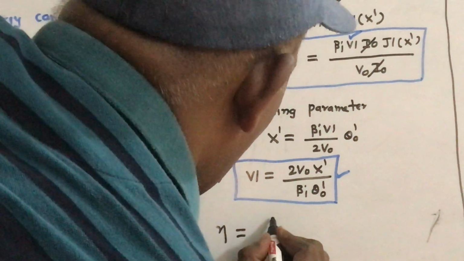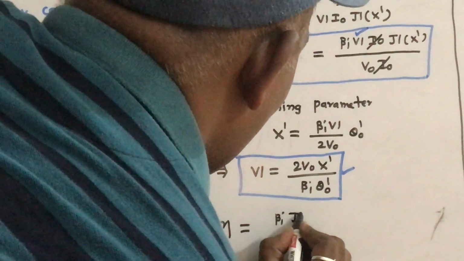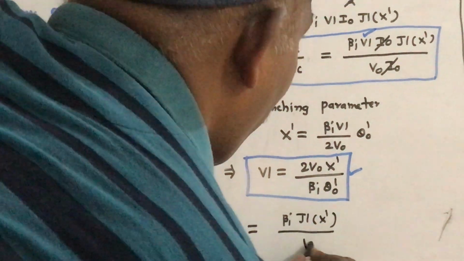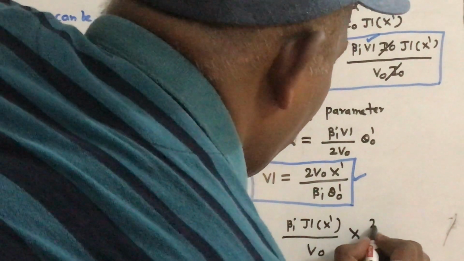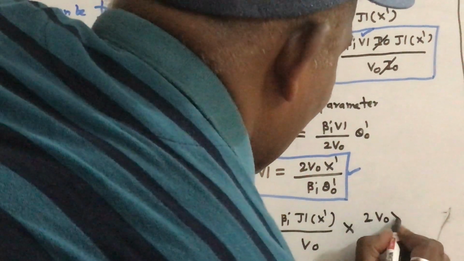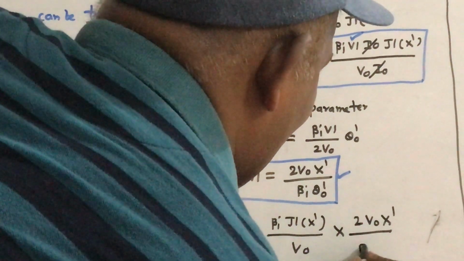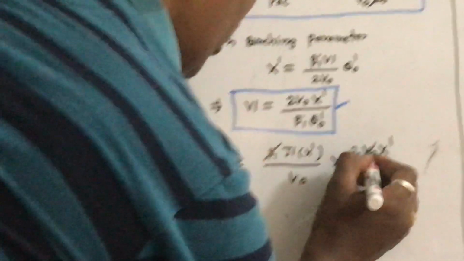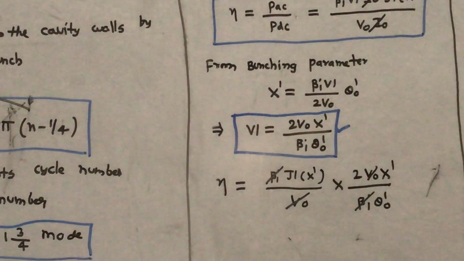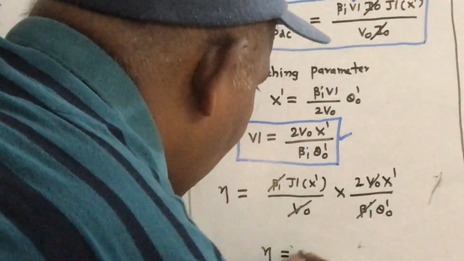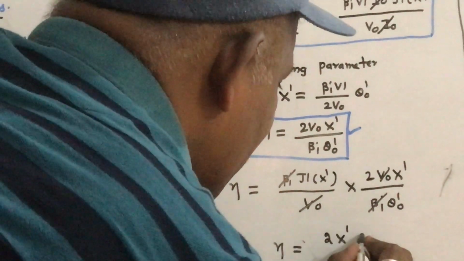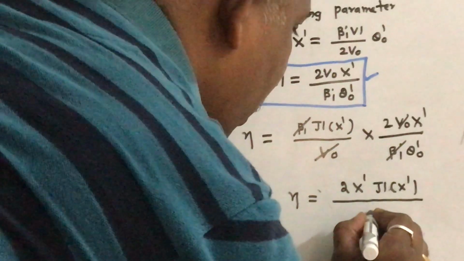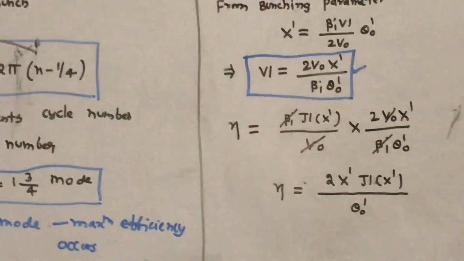So efficiency is equal to beta I J1 of X dash, keep the term, by V0 into V1, which is 2 V0 X dash by beta I into theta 0 dash. Cancel out beta I and beta I, V0 and V0. So finally we get the efficiency, a very important formula: 2 into X dash into J1 of X dash, the Bessel's function, by theta 0 dash.